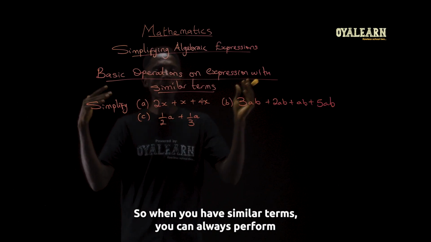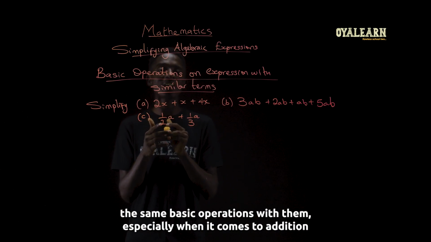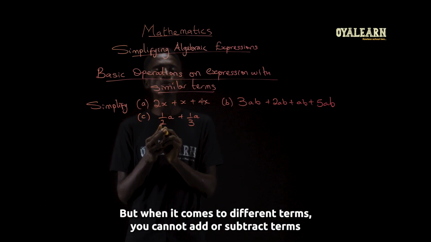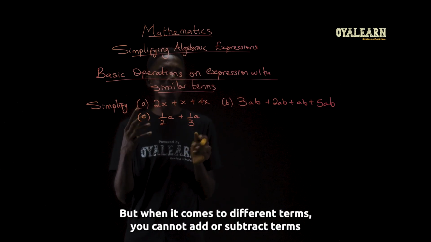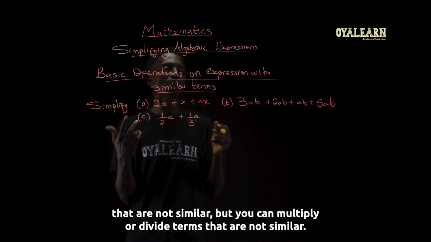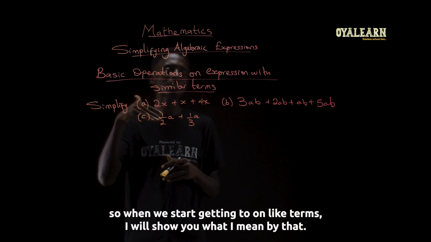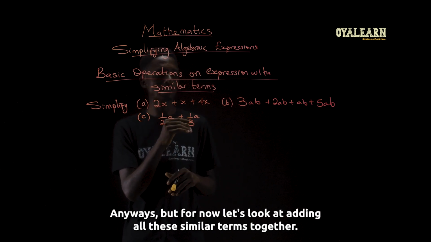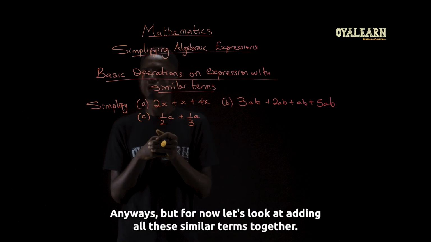Okay, so when you have similar terms, you can always perform the same basic operations with them, especially when it comes to addition and subtraction. But when it comes to different terms, you cannot add or subtract terms that are not similar, but you can multiply or divide terms that are not similar. When we start getting to unlike terms, I will show you what I mean by that. But for now, let's look at adding all these similar terms together.